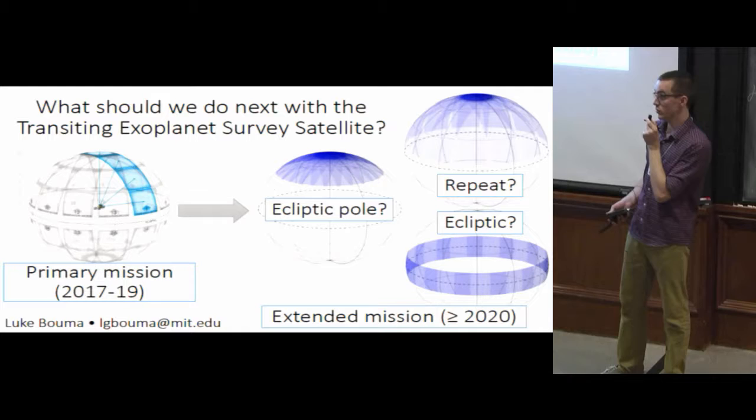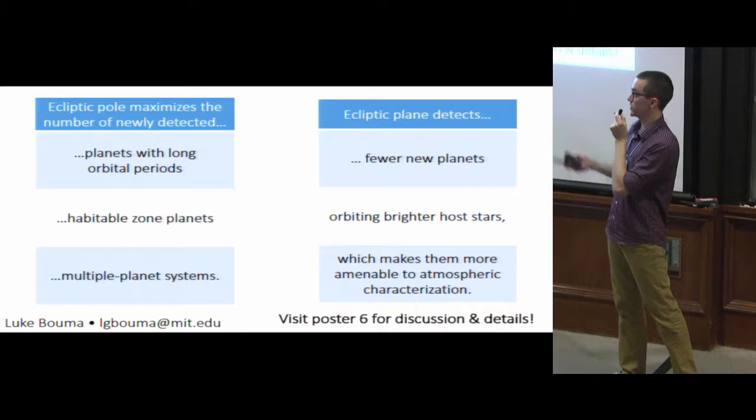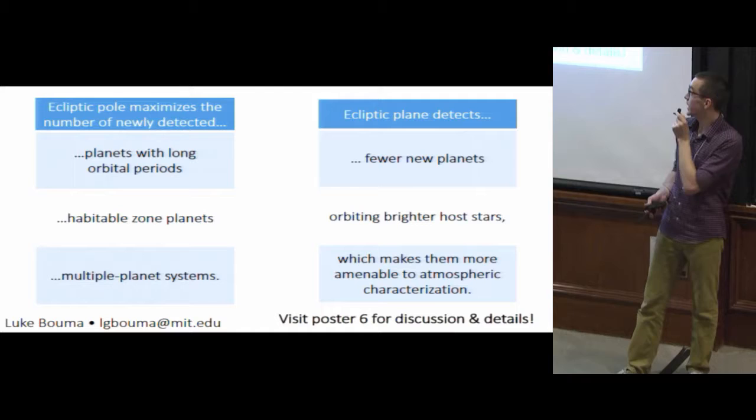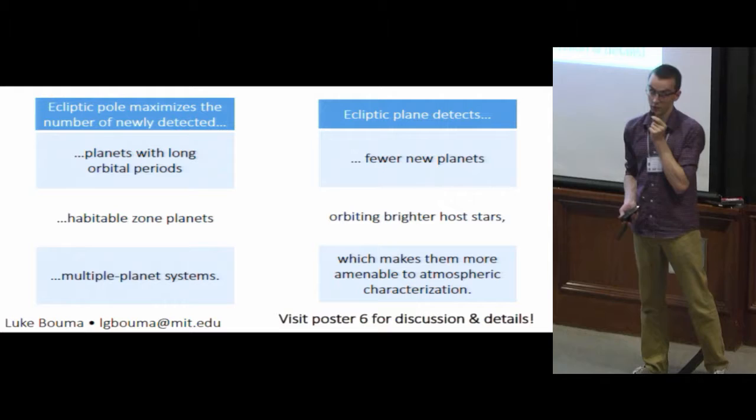So let me give you an example based on planet detection simulations that I've been working on. Next slide, please. Thank you. It turns out that of the three scenarios that I presented on the earlier slide, the ecliptic pole scenario maximizes the number of new planets at long orbital periods that you can detect with TESS. It also maximizes the number of new habitable zone planets and multiple planet systems. The ecliptic plane scenario detects fewer new planets, for reasons that I'm happy to discuss.